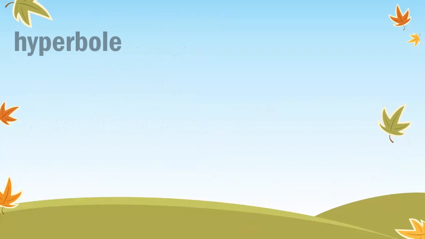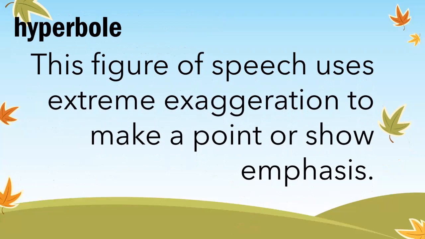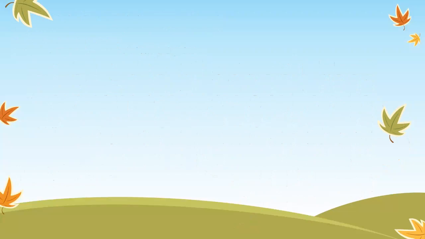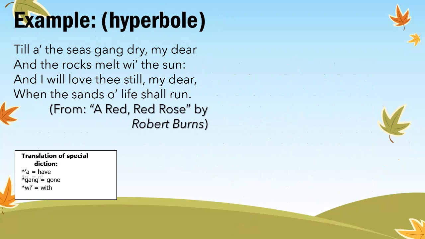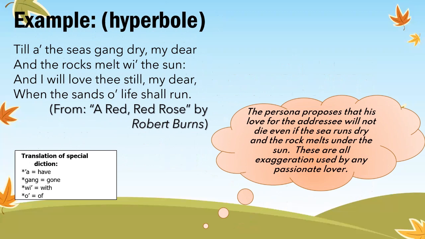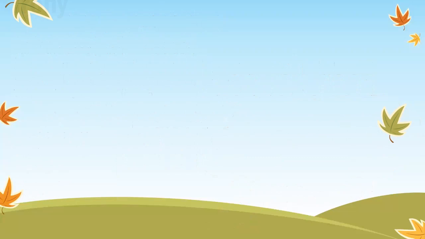Hyperbole, you already know this. When you say hyperbole, you as a writer are trying to use extreme exaggeration. In A Red, Red Rose by Robert Burns, the persona in the poem proposes that his love will not die, even if the seas run dry, even if the rocks melt with the sun. So that's kind of an exaggeration of how you love a person, right? So that is what we call hyperbole.